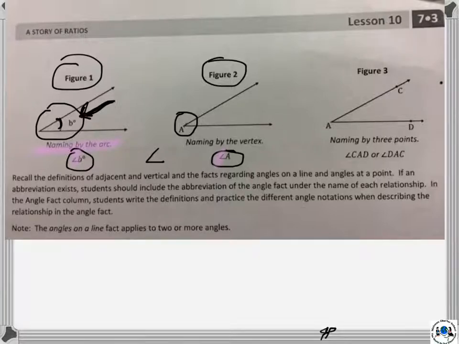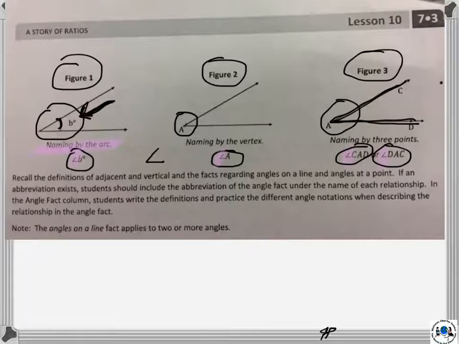And again, these are just different ways you're going to see it presented in the problems that we'll be solving. Now, Figure 3 names it by the three points that make up the angle. You could call this angle CAD, or you could call it angle DAC. They all talk about the same thing, the angle of that corner right there. So they're all asking for the same thing, just notated a little bit differently.